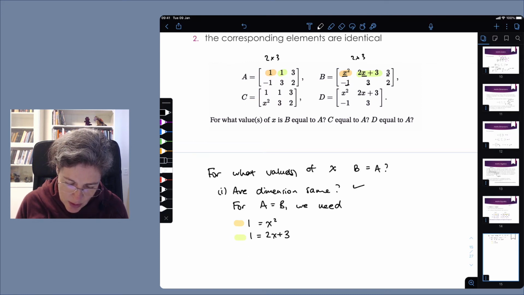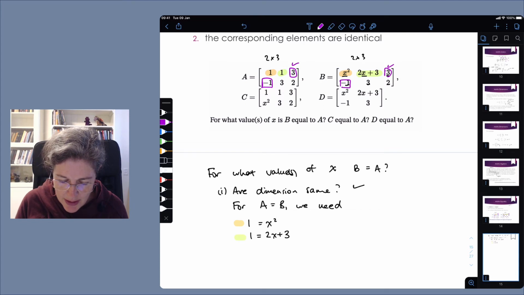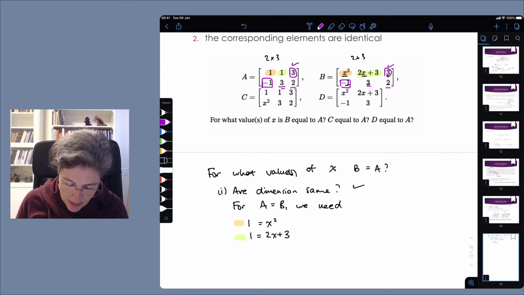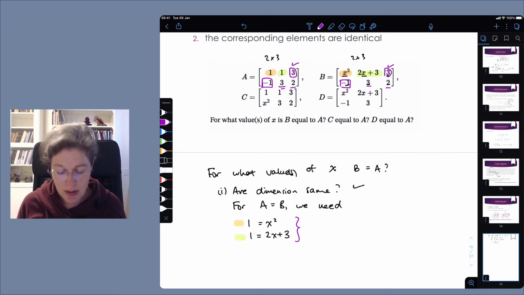Okay, so then we check the rest of our entries. And we've got 3 is equal to 3, so that's fine. Those two are the same. Our minus 1 is equal to -1, so that's fine. And again, our 3 is equal and our 2 is equal. Okay, so the only two entries that we need to make sure are equal are these two here. And we need these to be solved simultaneously because they have to be true at the same time.